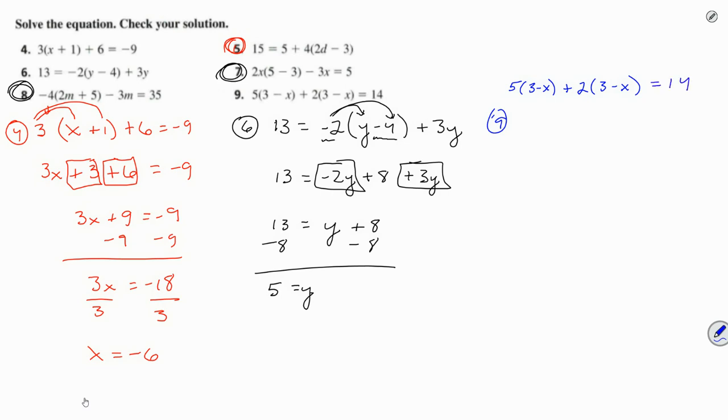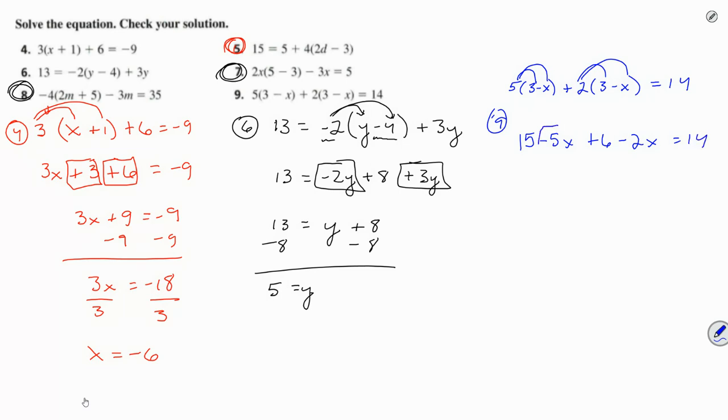So what we have here, just double the pleasure, double the fun. We're going to double the distribution property. So we're going to 5 times 3 and 5 times -x. Get 15 minus 5x plus 2 times 3 plus 2 times -x and get plus 6 minus 2x equals 14.